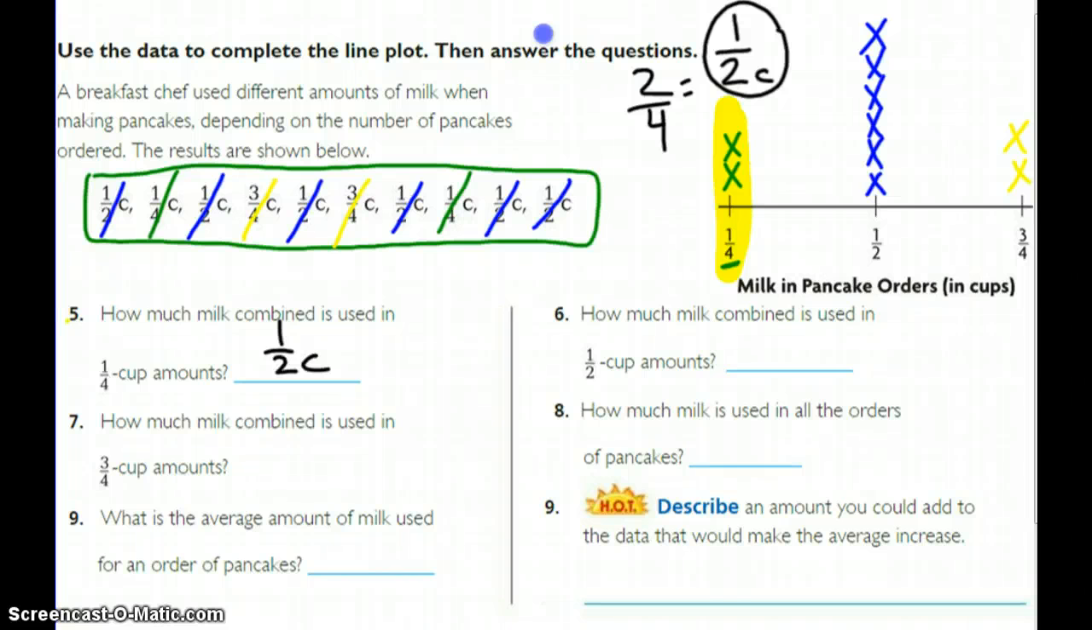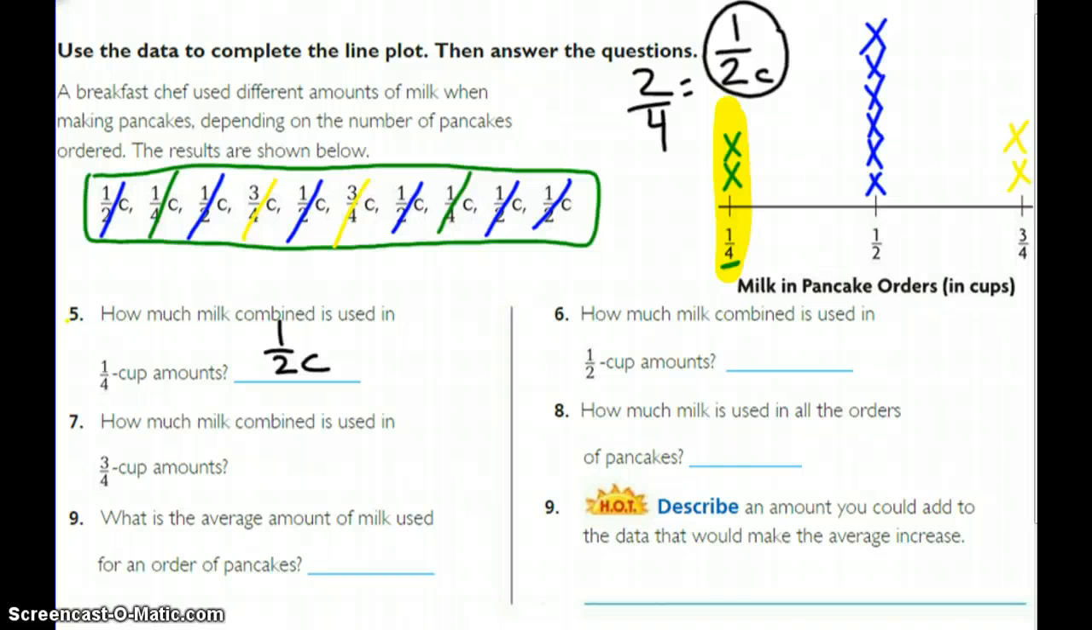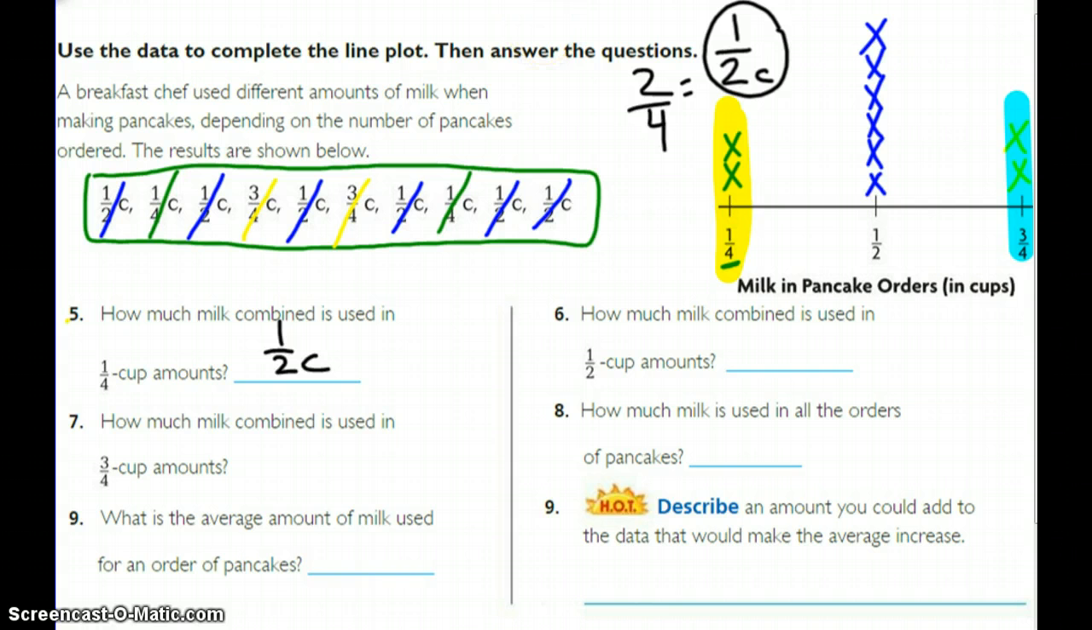Now number 7 is, how much milk combined is used in 3/4 cup amounts? Well, I come over and I'm going to do the exact same thing. Over here, I have 2 X's, okay? Each of them worth 3/4, so that's going to be 6/4, okay? Which, if I simplify, is 1.5 cups. Okay? So that is going to be 1.5 cups.